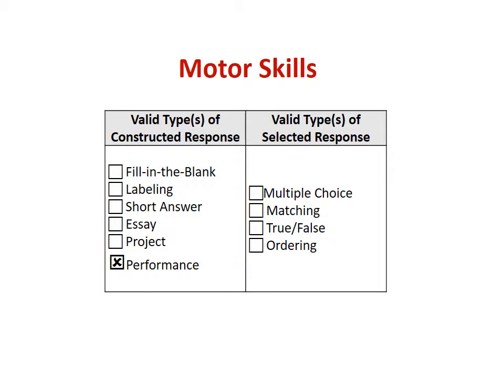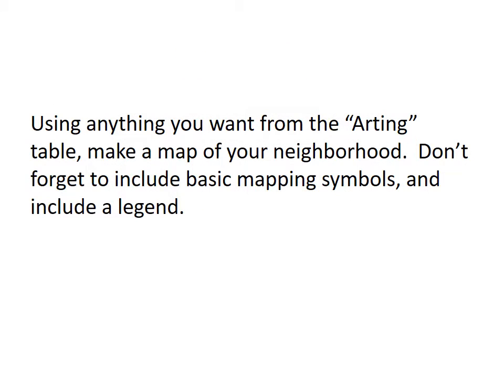And for motor skills, of course, it's not appropriate to measure motor skills using any type of item other than actual performance, actually do the thing. And again, an example of a motor skill outcome in social studies: using anything you want from the arting table, make a map of your neighborhood.